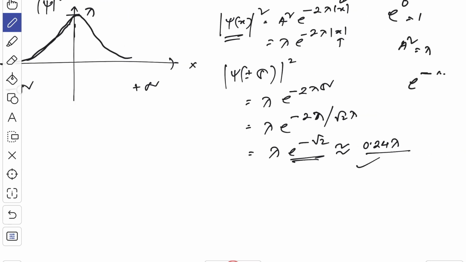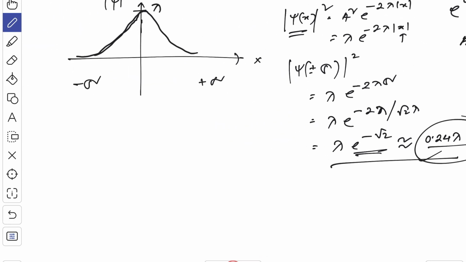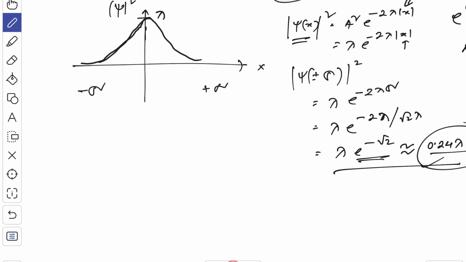And this value here, you see, this value 0.24 lambda must be lying somewhere at this point, 0.24 into lambda, so somewhere here. So this is the graph we were asked to draw.